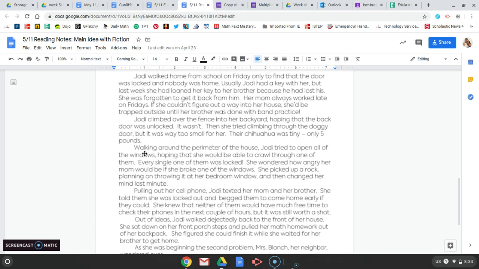Paragraph 3. Walking around the perimeter of the house, Jody tried to open all of the windows, hoping that she would be able to crawl through one of them. Every single one of them was locked. She wondered how angry her mom would be if she broke one of the windows. She picked up a rock, planning on throwing it at her bedroom window, and then changed her mind last minute.